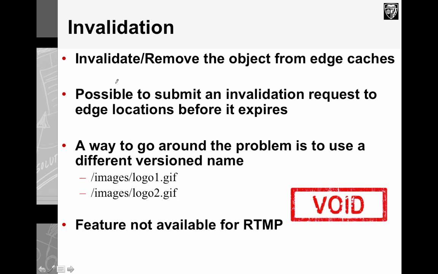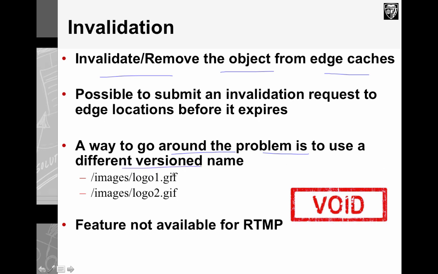Invalidation is the mechanism by which you can remove an object from the edge cache. It's possible to invalidate it, and it so happens that CloudFront actually charges you for that invalidation request, and it may take a few hours for the invalidation to take place. They, I think, allow you 1,000 requests or something like that to invalidate, but after that, they'll charge you money for that. One way to get around the invalidation issue is to actually use versioned names.